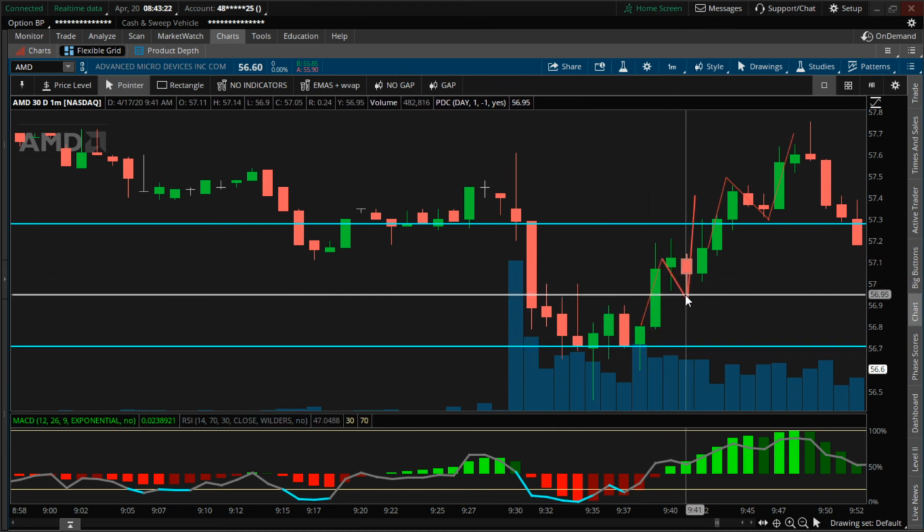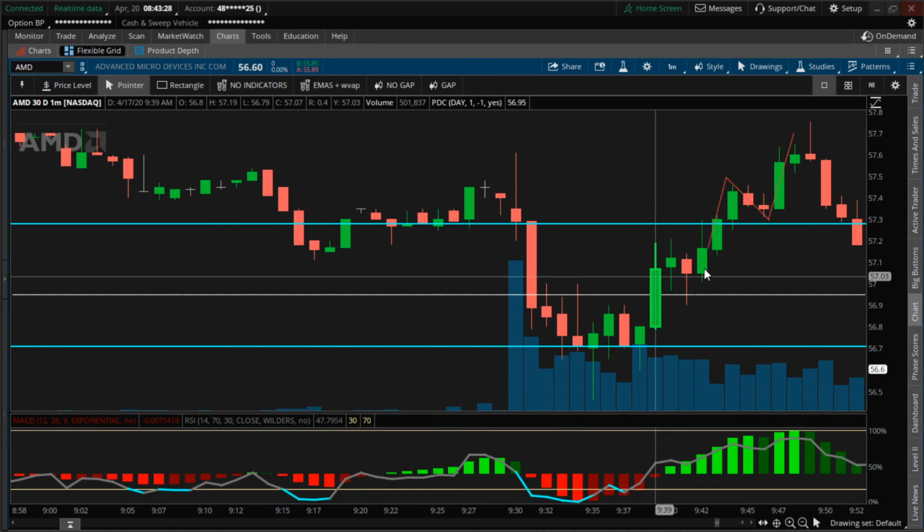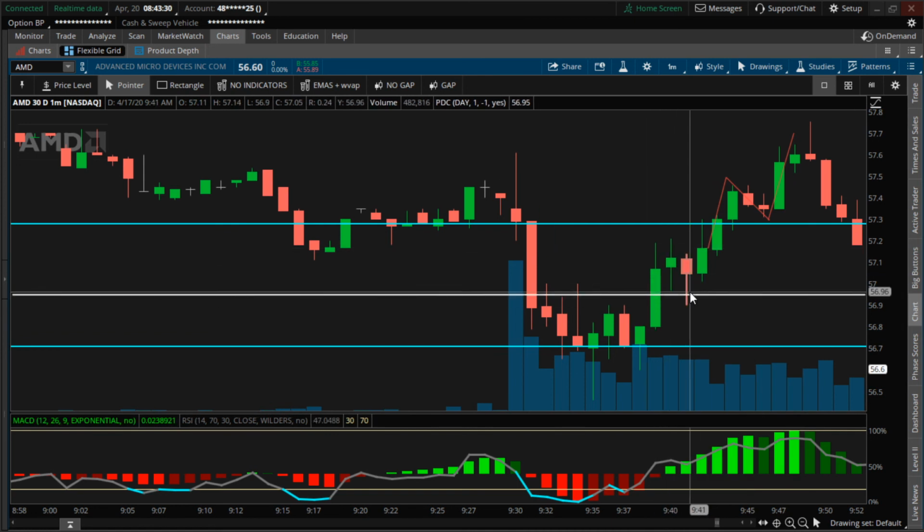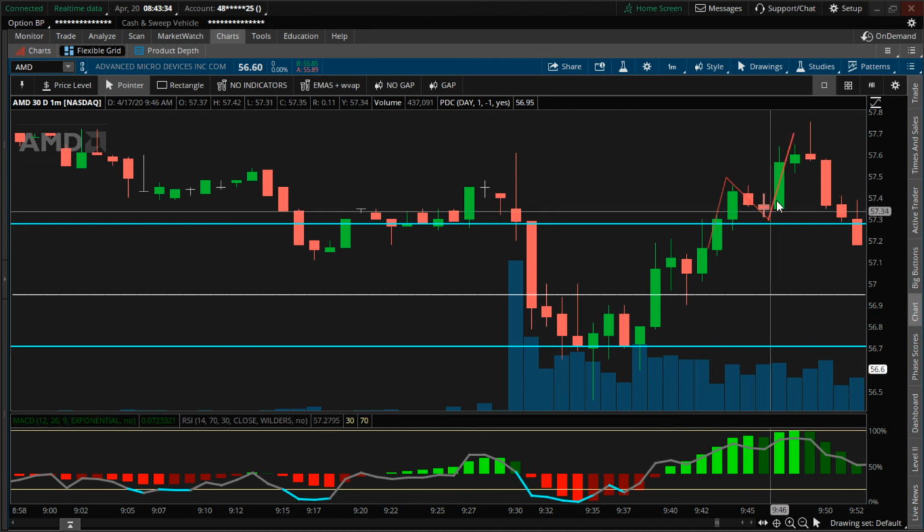Pulled back to the previous day close, this white line, held above it. The moment it held above it, we know there's potential that the stock can end up running up. So it pushed up, pulled back to the previous day close, and then ended up running up. Then it pushed above this resistance, made a higher low, and then kept running.